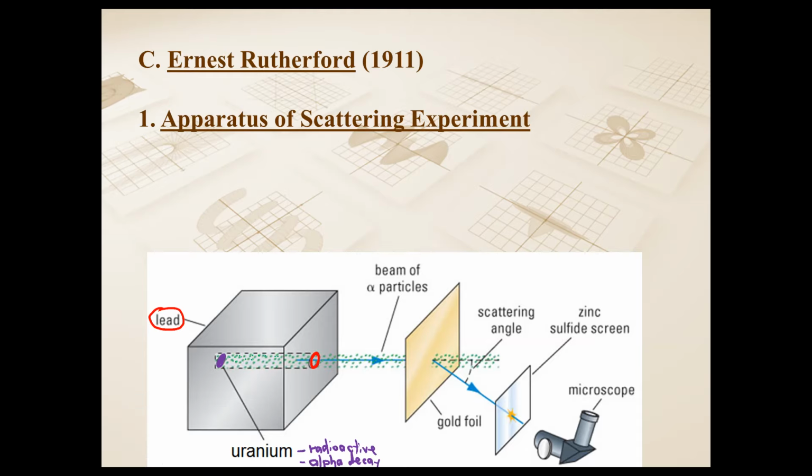we would be emitting alpha particles in every single direction, but what we're going to do is allow the alpha particles to pass through one hole. The importance of using lead is that lead has a thickness that is good enough to absorb alpha particles. So I suppose it's a safe way of containing the alpha particles; you do not want them to leave this box.